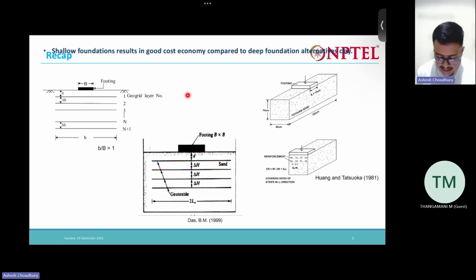All right. Here we can see three images. In the first image, we can see a footing of width B and a number of geogrid layers provided to reinforce the soil. This will increase the bearing capacity of the soil. In the second image, we can see geotextile layers provided. And in the third image, you can see reinforcement ties provided. Here steel strips are provided to increase the bearing capacity.